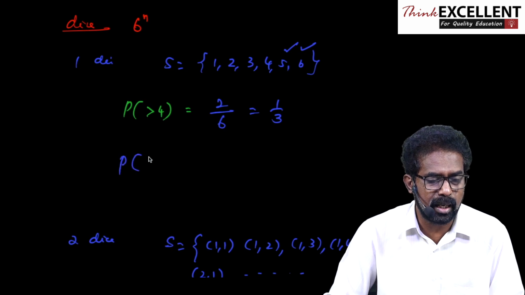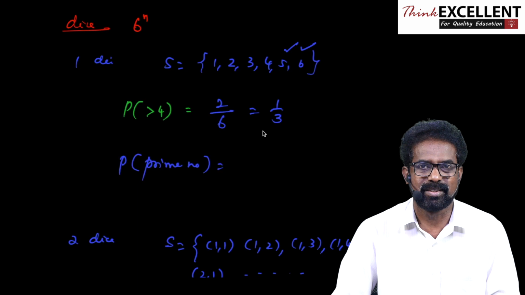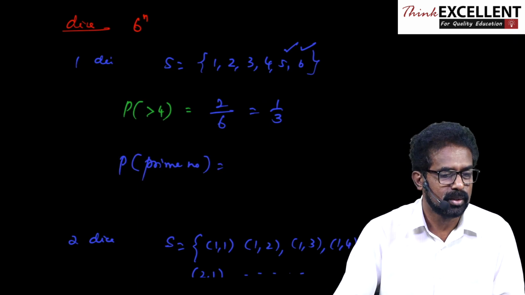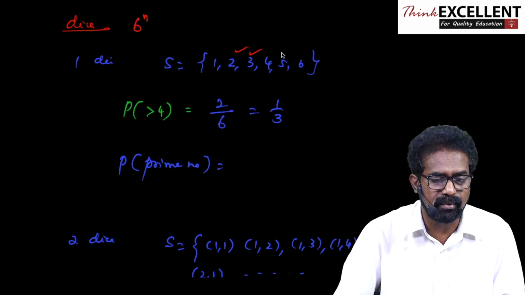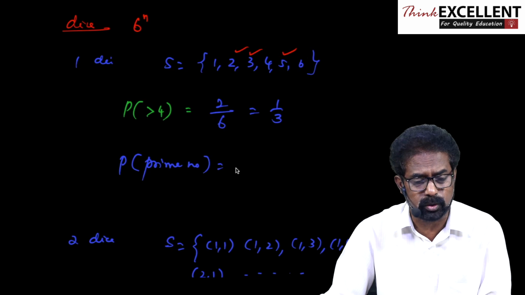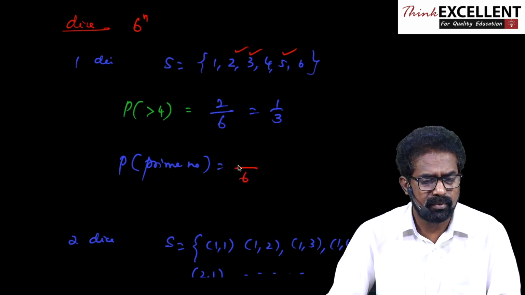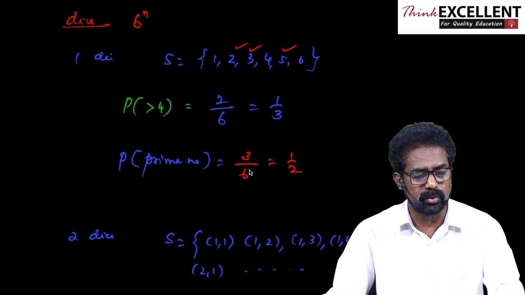Probability of getting a prime number. So you must know what a prime number is. Which is the least prime number? 2. So what are the prime numbers here? 2, 3, 5. There are 3 prime numbers. So number of favorable cases is 3. Total cases 6, so the denominator is 6. Favorable cases 3, so 3 by 6, your answer is 1 by 2. Okay, like that you can do.